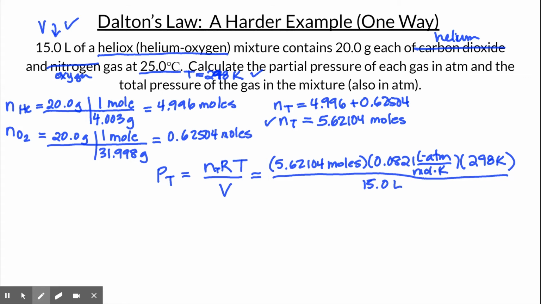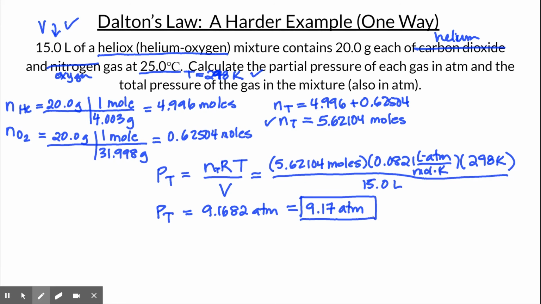So when we solve for the total pressure in atm, my calculator says 9.1682 atm. Let's go ahead and figure out our sig figs. All of these numbers have three significant figures, so we're going to round this to 3 sig figs. So we're going to put 9.17 atm for our total pressure. So that takes care of that part of the problem.